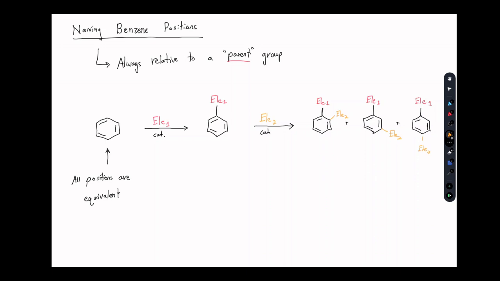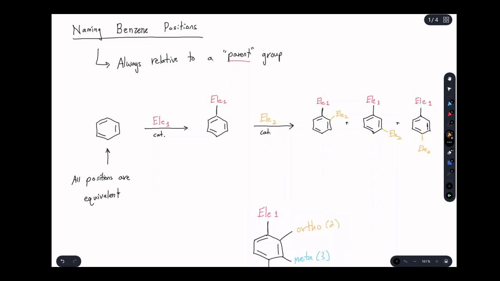or this position. As you can see, while very similar, these products are distinct, they're different. In the first product, we can say that we have these groups close together. Here they're further apart, and here they're as far apart as they can be. Let's define these with some names.